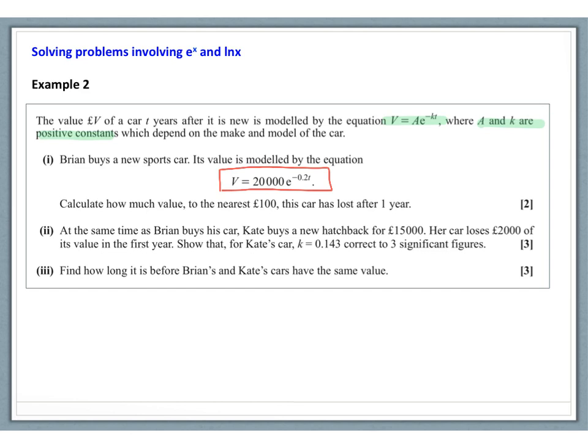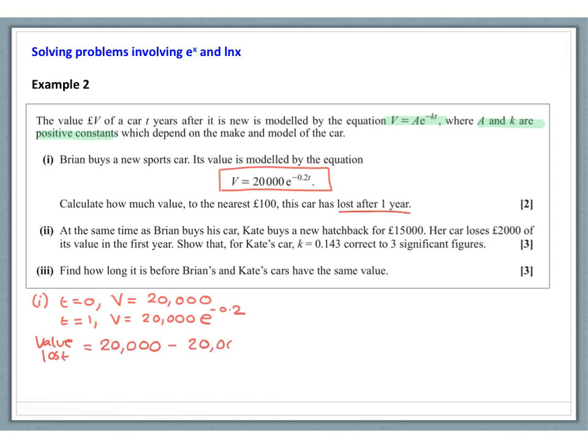So let's work this out. Part 1. So if t equals 0, we get the starting value of the car, which of course is 20,000. We can work that out easily. So after 1 year, V is equal to 20,000 e to the power of negative 0.2. Now we want to know how much value the car has lost after 1 year, so simply going to do the initial value, subtract the value after 1 year, which comes to £3,625.38. And we want to give the answer to the nearest £100, so that of course is £3,600.